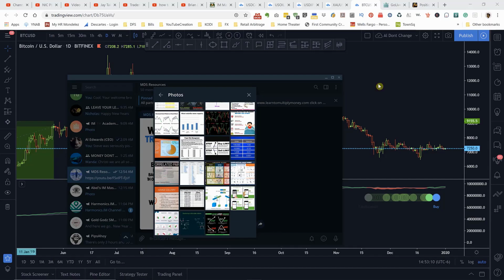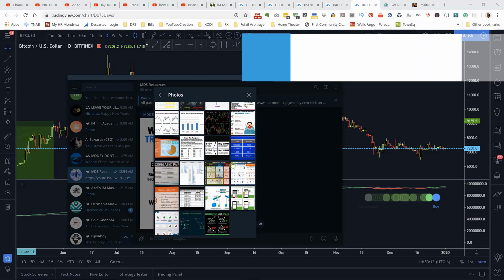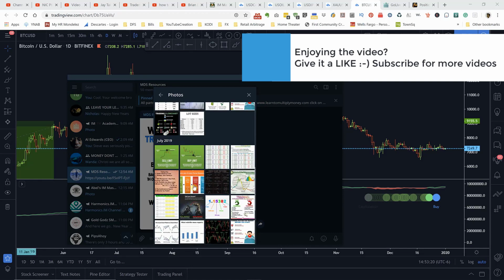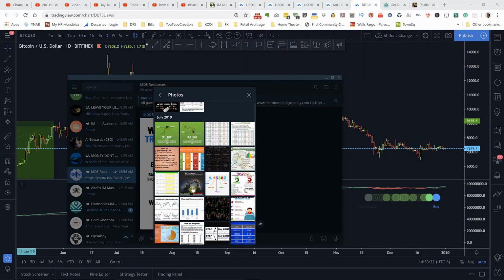All right, so those are different order types. You've got the market execution and you've got the pending orders, aka buy stops, sell stops, buy limits, sell limits.